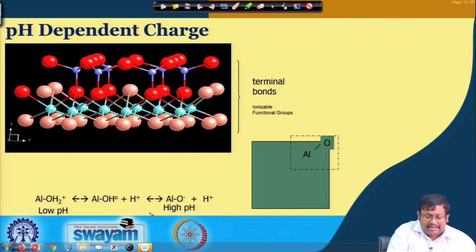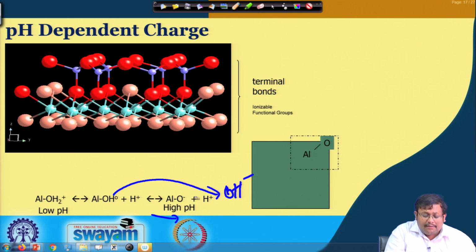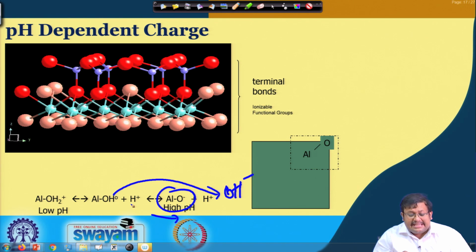So, if the soil has high pH, obviously the hydroxyl groups will be more prevalent. As a result of that, one hydrogen or proton will go to meet with the excess of hydroxyl ions, producing a negative charge in the edge. So, that will produce a negative charge.